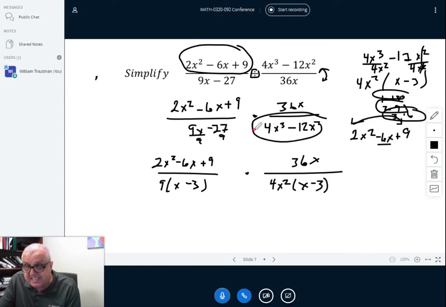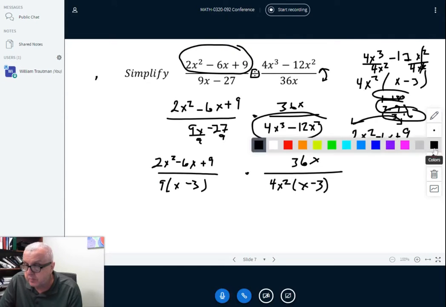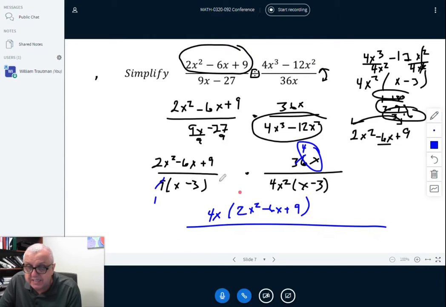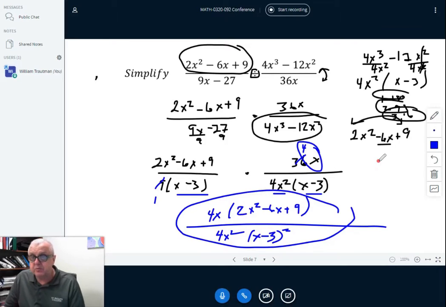Do I notice anything that cancels? Any top and any bottom? The only thing that cancels is 9 goes in the 9 one time, 9 goes in the 36 4 times. And then we're done. We have a 4x on top with the 2x squared minus 6x plus 9. Don't multiply everything back together; they don't want you to do that. Then I have 4x squared and I have x minus 3, but I have it twice, so it's squared. So that's the answer that I would give for this one.